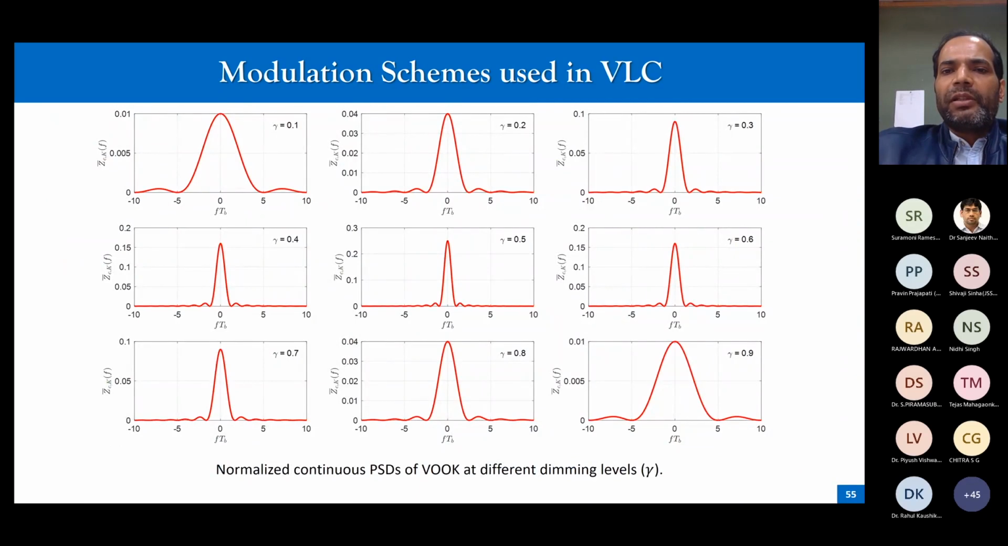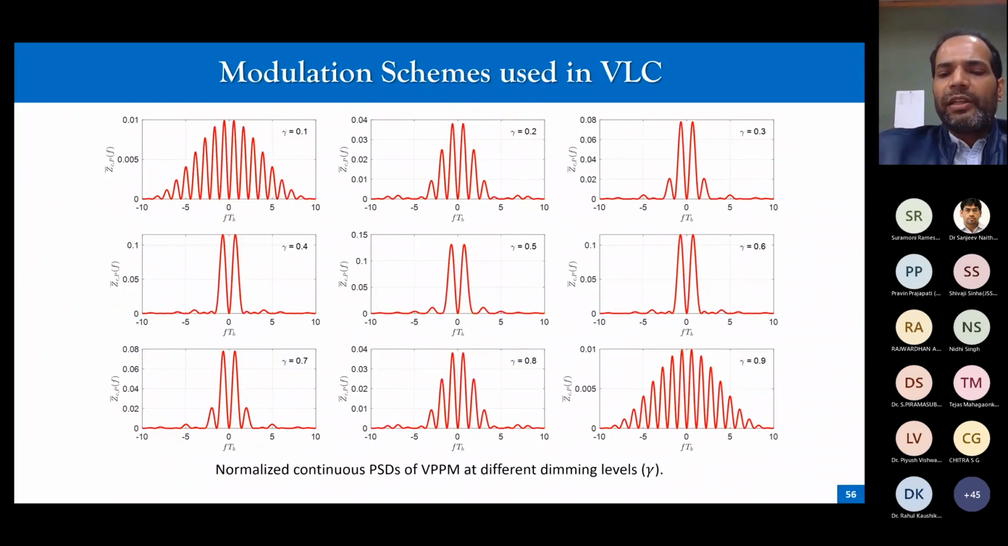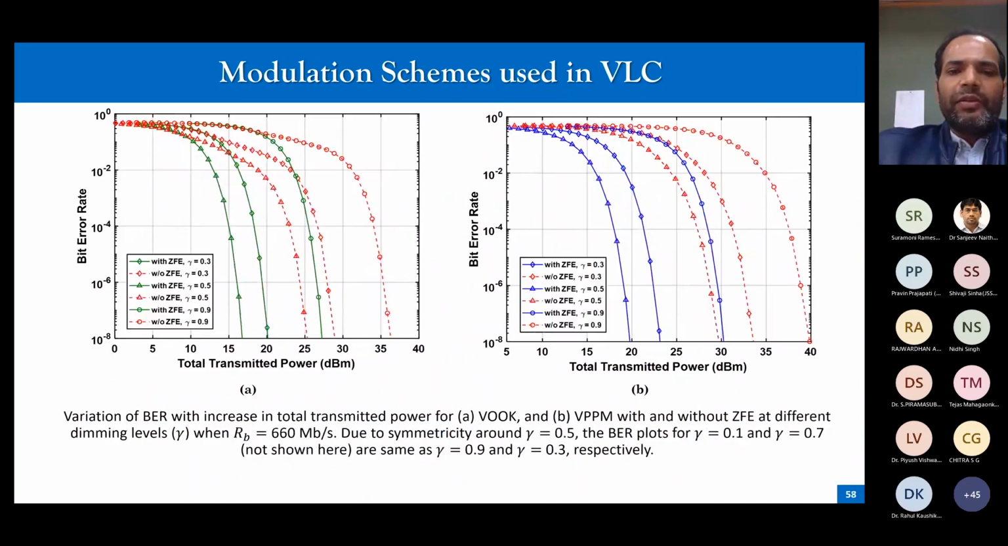So we have done some power spectral analysis of these sources. If you look at these figures, you can estimate how much bandwidth would be required by these sources. And this is the BER study of these sources. We have done two kinds of analysis, one with ZFE, zero forcing equalization, and one with no zero forcing equalization. So the bottom line is that you can have dimming enabled modulation schemes, which will change your BER, and you can reduce some of this BER by having zero forcing equalization at your receiver.